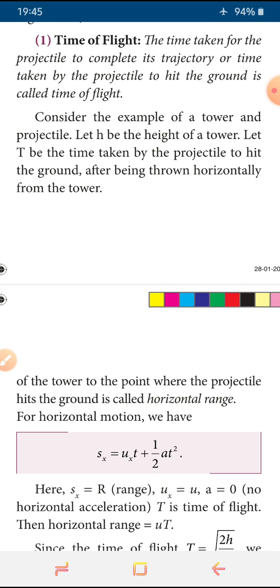So after that, here we are discussing time of flight. What is the time of flight? The object which is thrown takes some time, that time taken for the projectile throughout the trajectory, throughout that path from the starting. From when we throw until it hits the ground, how much time it has taken is called the time of flight. Generally, the time of flight is taken as capital T.